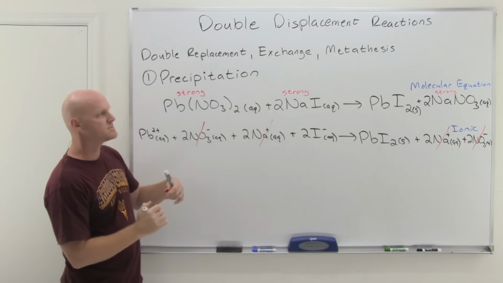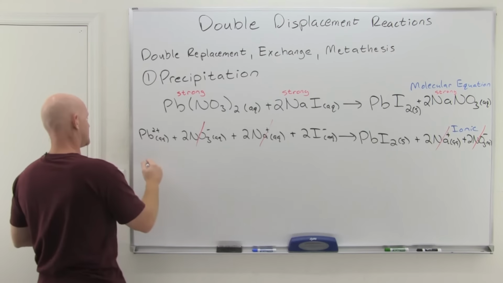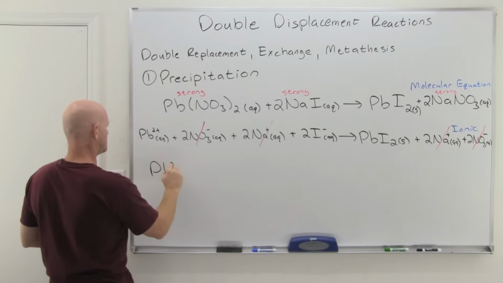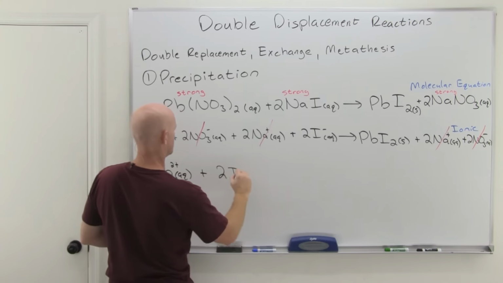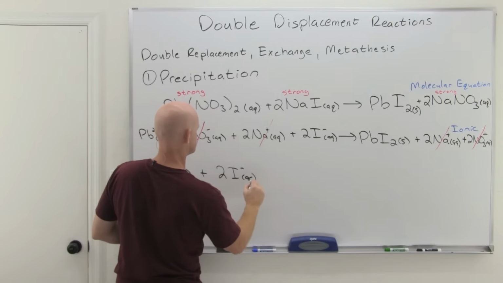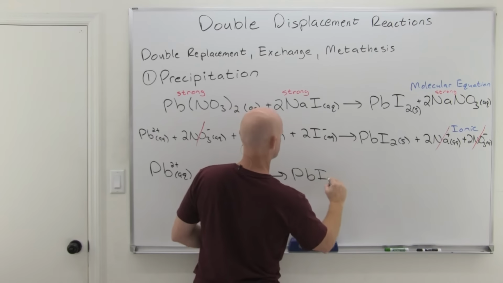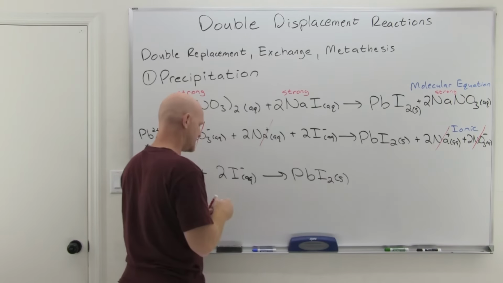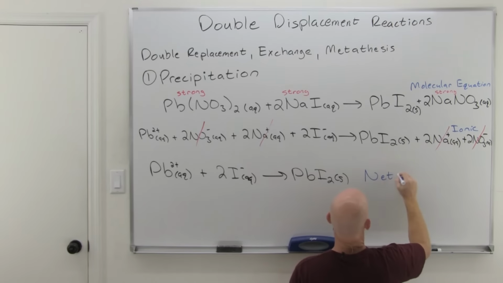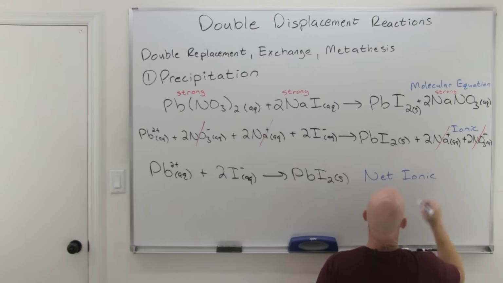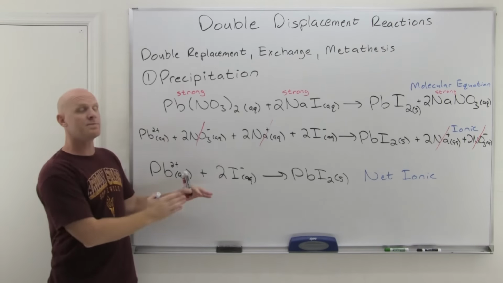And when you eliminate the spectator ions, you get the last version of this equation that we need to write. And so the last version here, after you eliminate those spectators: Pb2+ + 2I- going to PbI2 solid. And this is now what we refer to as the net ionic equation. And net ionic just says we're going to eliminate everybody who didn't do anything.